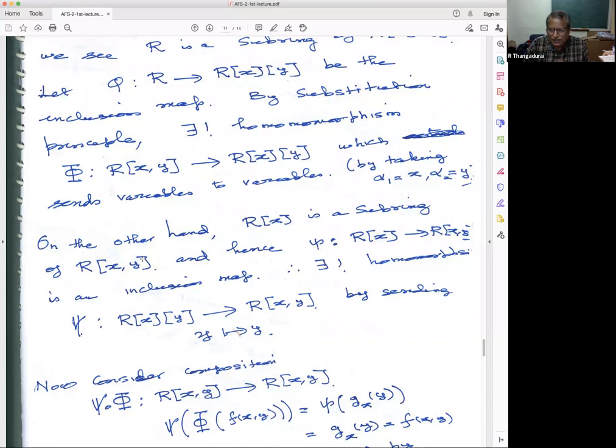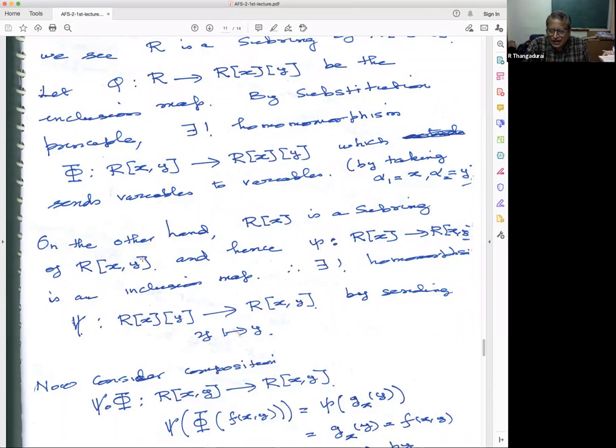Therefore we get an inclusion map. That is, little psi from R[x] to R[x, y] is an inclusion map, which is a homomorphism. Therefore, again by the substitution principle, we are fixing, on the right-hand side, the ring R[x, y]. Therefore y belongs to that, and we take it to be alpha. Then by the substitution principle we get another homomorphism from R[x][y] to R[x, y] by sending y to y. Already x goes to x only.